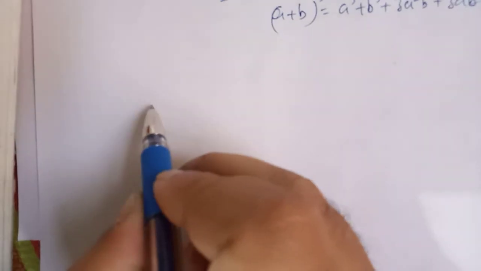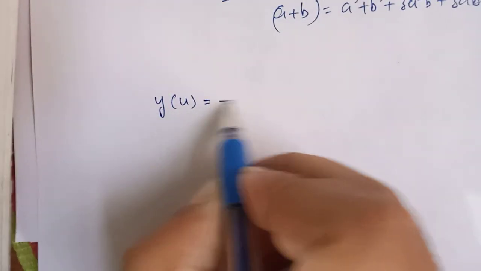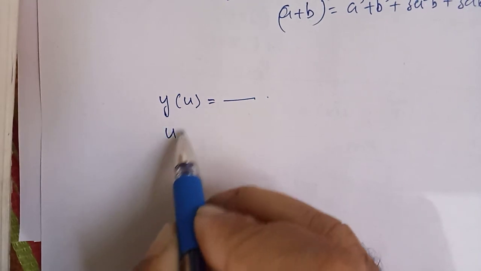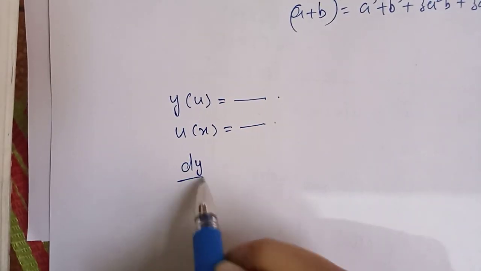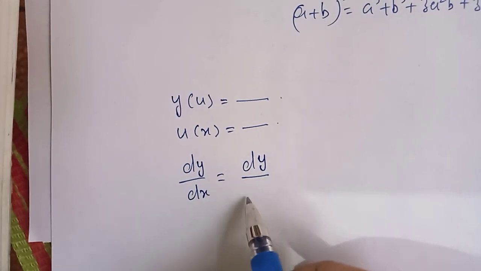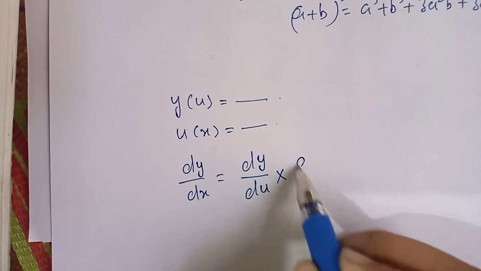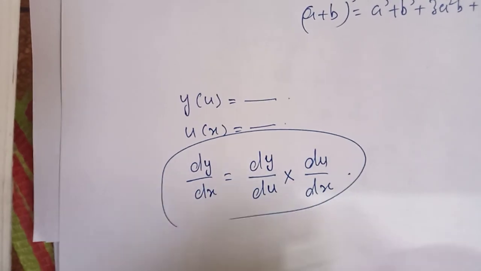In short, if we have a function y that is directly dependent on u, and u is a function that is dependent on x, and you need to differentiate y with respect to x, first of all you will differentiate y with respect to u and then u with respect to x. This is called the chain rule.